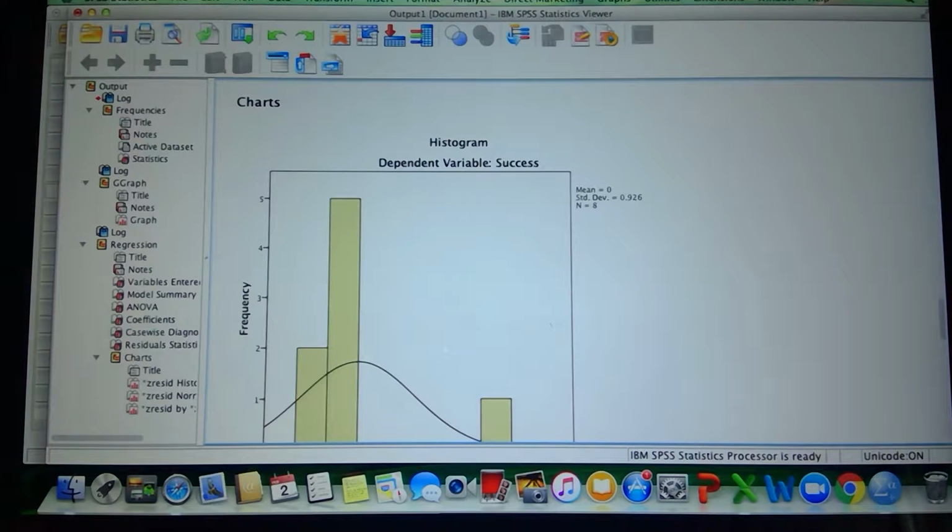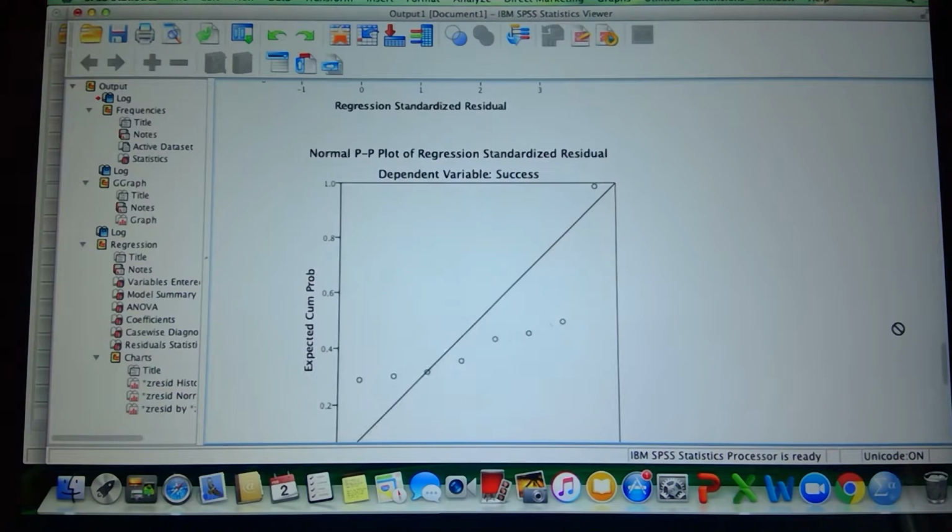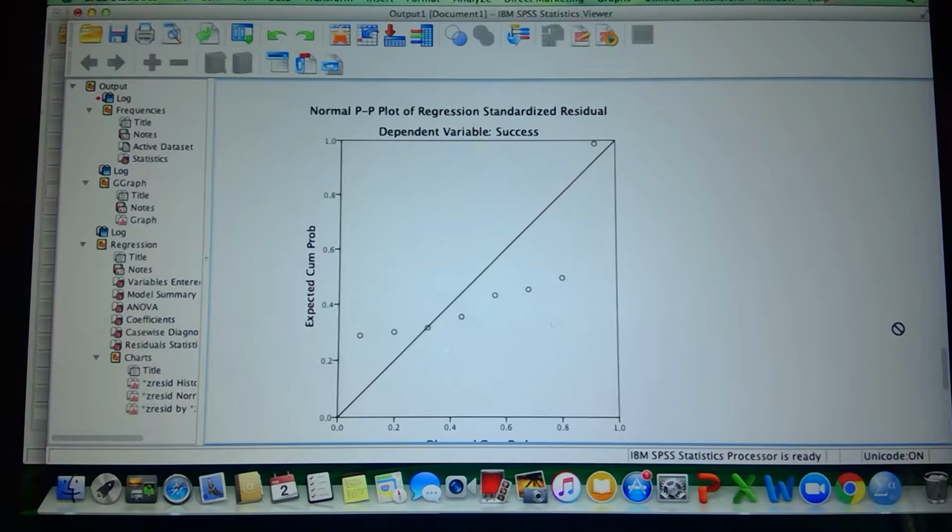Histogram. So it looks like there's some skew, but again, we don't really like the histogram. It's not a great way for understanding if we meet normality or not. Here, it's very clear that there is skew, so we do not meet normality, okay? What do we do when we don't meet normality? That's a very good question.